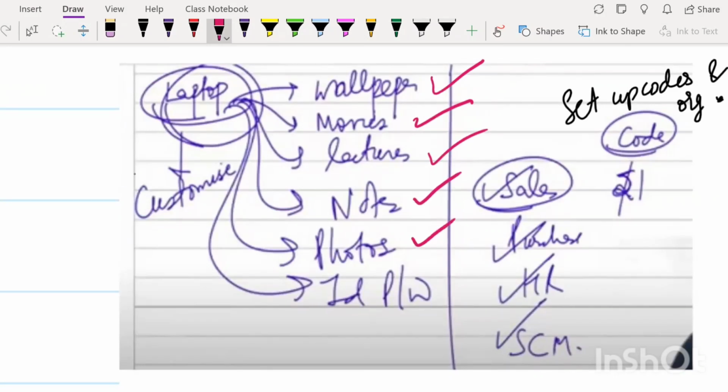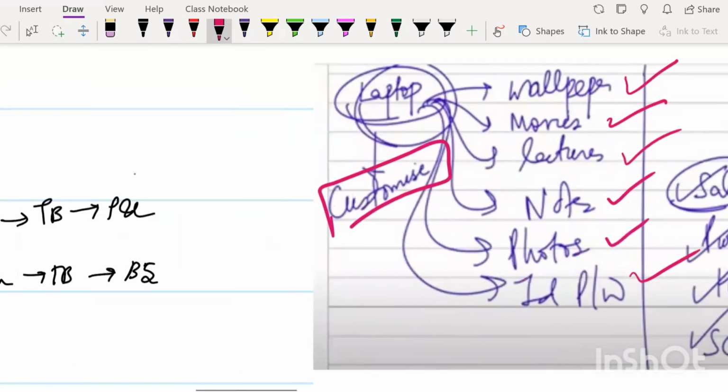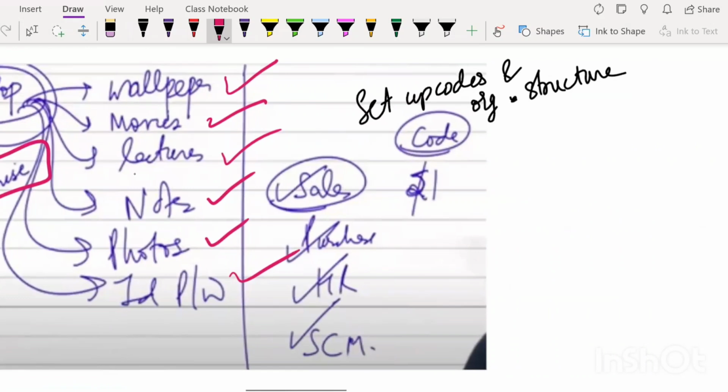Whatever is there, you will click pictures in that. You will put your passwords. So if you get a new laptop or a new phone, you are going to customize it according to you. The same way, whenever you have a financial accounting module, you have to set it up according to you.